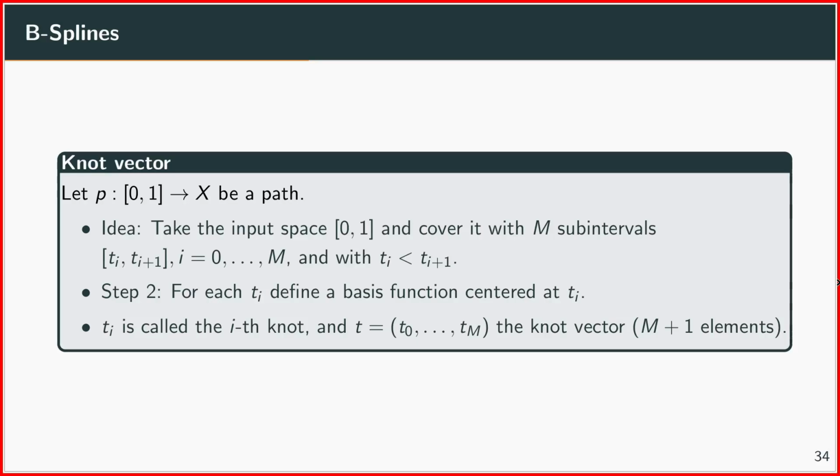And yeah, one of the more important concepts here is the knot vector. So basically, what you do to construct a basis spline is that you take as input a path on your configuration space and you cover it with m subintervals. Each subinterval goes from ti to ti plus 1. And for each of those ti, you define a basis function which is centered at ti. And ti we call the knot, and all the t's together is our knot vector. You will see in a second how this relates to the basis functions.